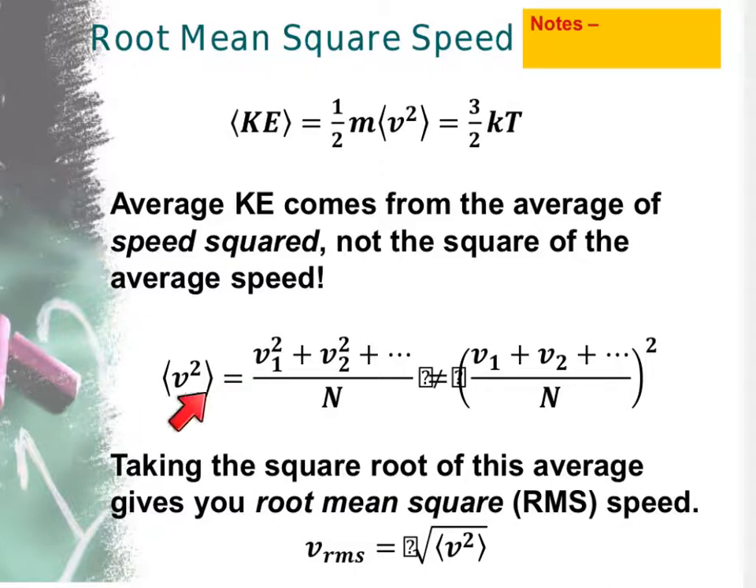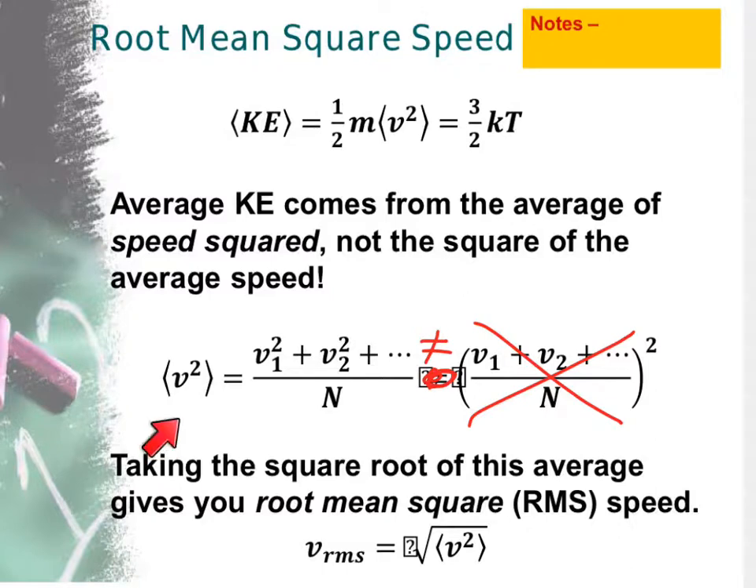This right here is the average of v squared, where I take v1 squared plus v2 squared plus v3 squared and so on, and I divide all that by the number of molecules I have in the gas. That's not equal to taking the average velocity of each molecule, dividing that by n, and then squaring that value. These two things are not equal. And it's not this one that we're interested in, it's actually this one we are interested in.